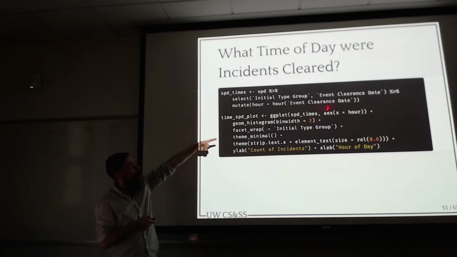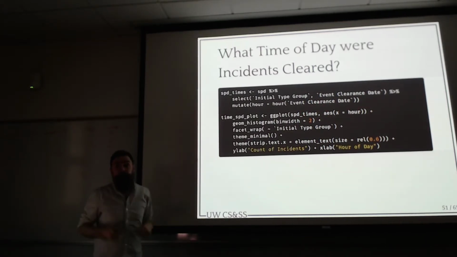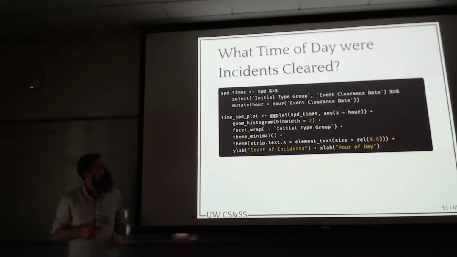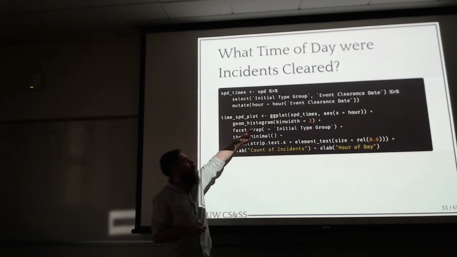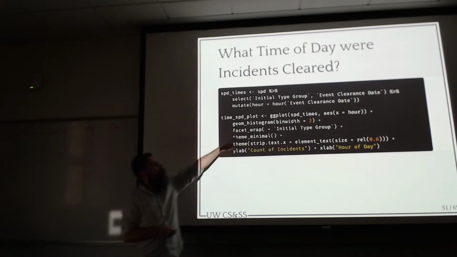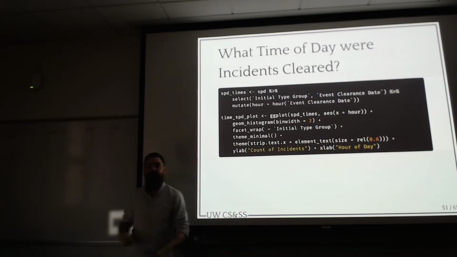I'm going to say ggplot, take our times data, x is hour, so it's going to have the hour running across on the x-axis. No y variable, because I'm just doing a histogram. I say geom_histogram, binwidth 2, so it's going to be 2 hour-wide bins. Facet wrapped by initial type group. It's going to generate one plot for each type of crime seen in the data.